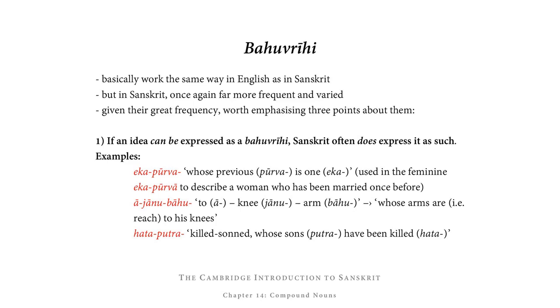We get words such as a janu bahu. A means two, janu means knee, bahu means arm, so this describes someone who is two-knee armed, i.e. whose arms are or reach to his knees. Then we get words like hataputra, which literally is killed son, i.e. someone whose son or whose sons have been killed.